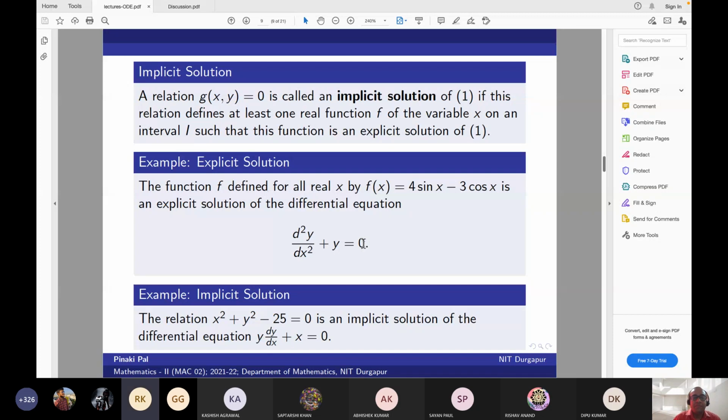Sir, please explain the implicit solution definition by this example. Yeah, so you see here, just a minute.